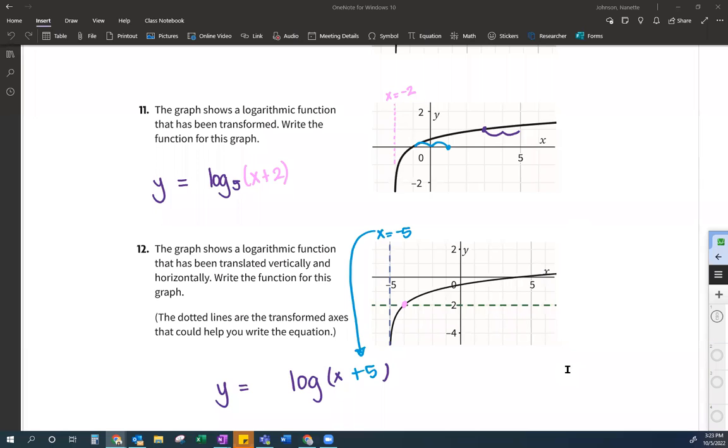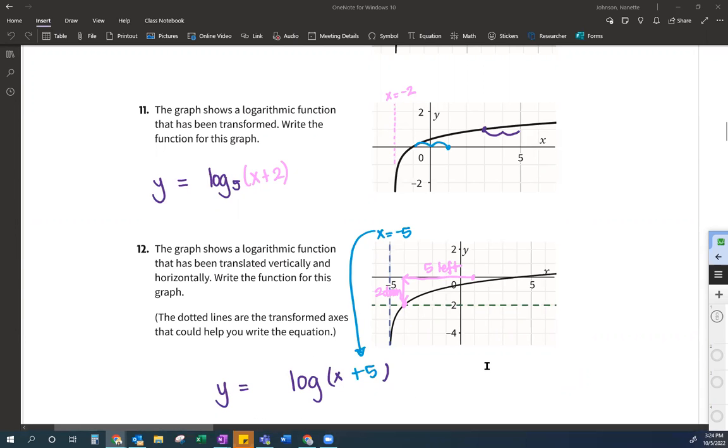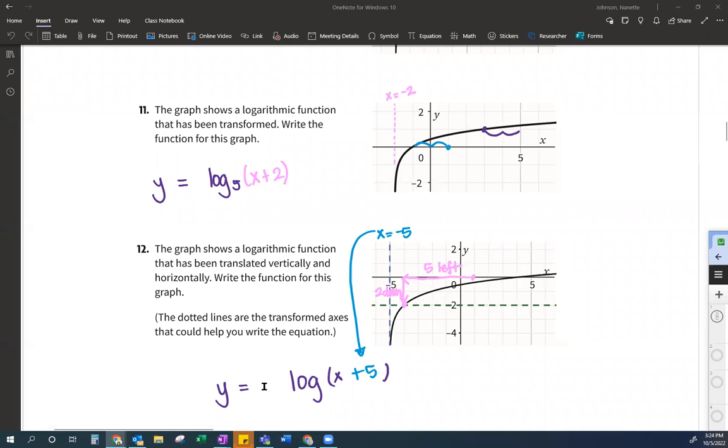That makes sense, because look, it was here, and then here's the shift 5 to the left, right? And then it moved 2 down. So where does that 2 down go again in my function? Yeah, it goes all the way out front here. So it goes -2 plus log.